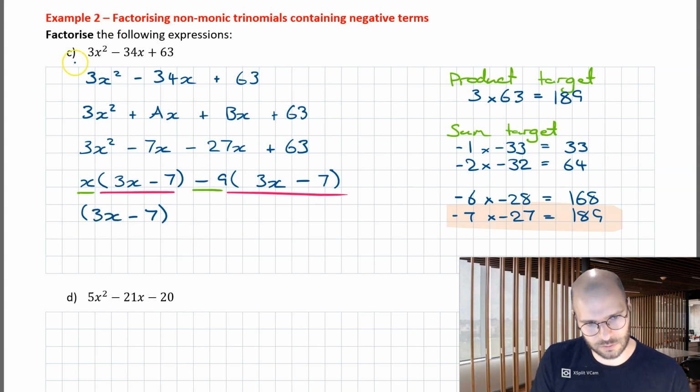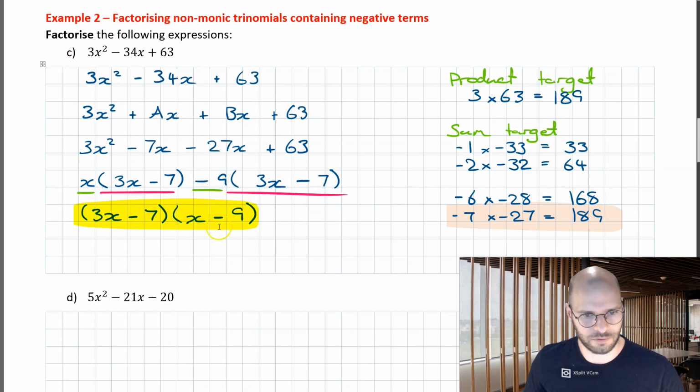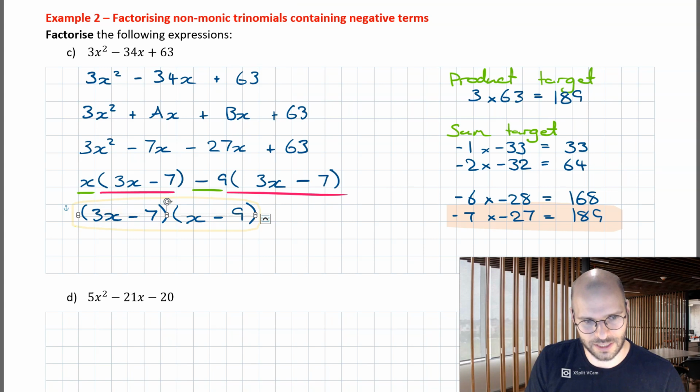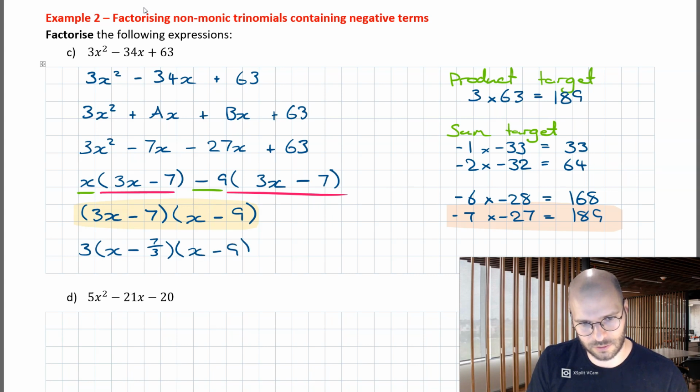Writing this out, this is our factorized form. However, we can of course go one step further if we choose to. We simply factor out the 3. That becomes x minus 7 over 3, times x minus 9. And there's our most factorized form.